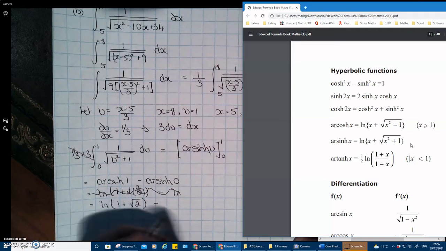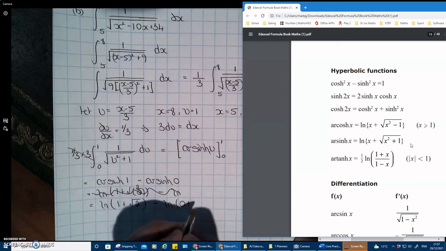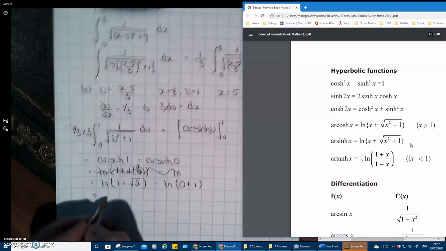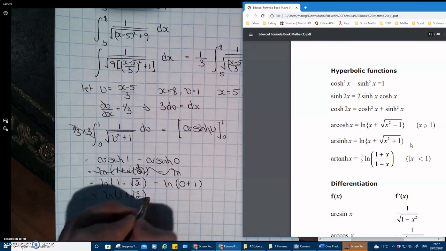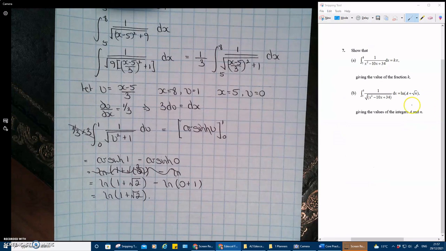And then I do arcsinh of 0, put 0 in, I get log of 0 plus root of 0 squared plus 1, which is 1. Log of 1 is 0, so I end up with the answer of log 1 plus root 2. So I've got it in the right form. Log of 1 plus root 2, a is 1, b is root 2.